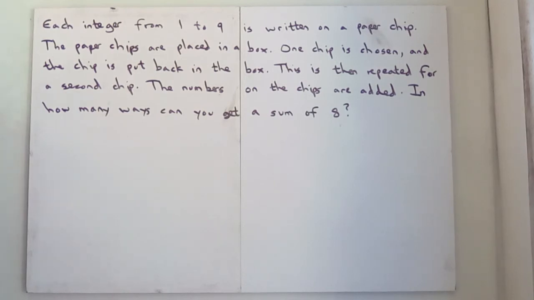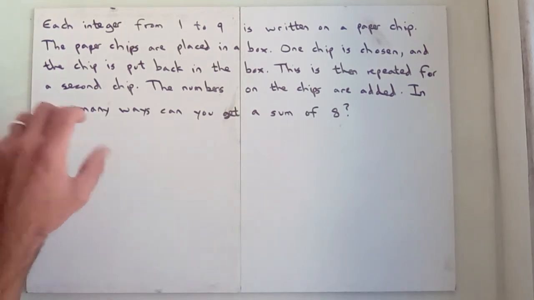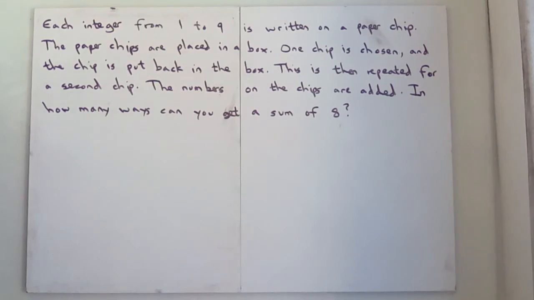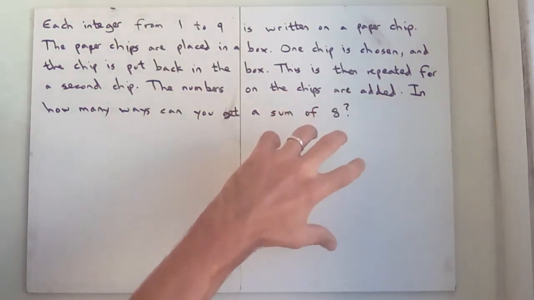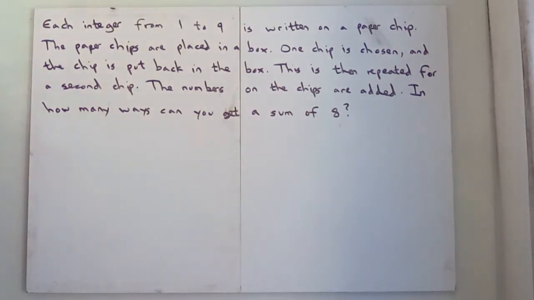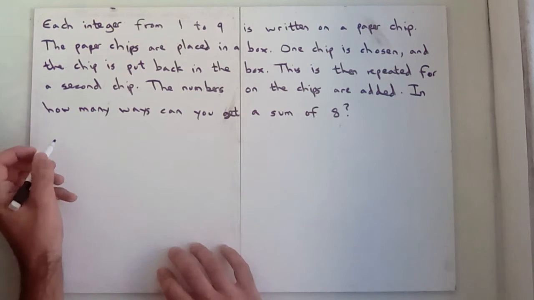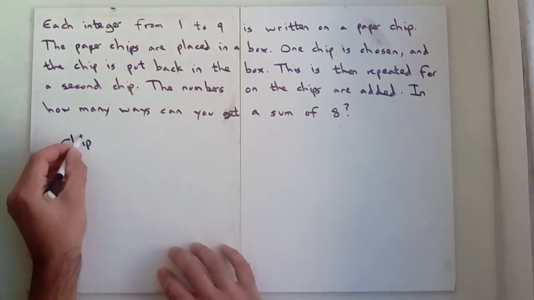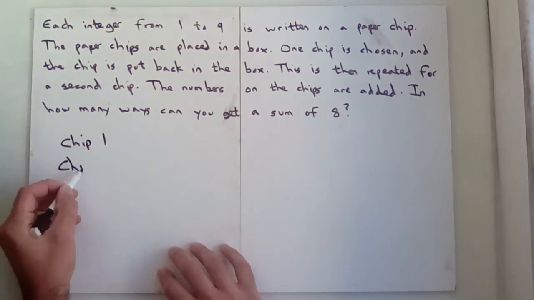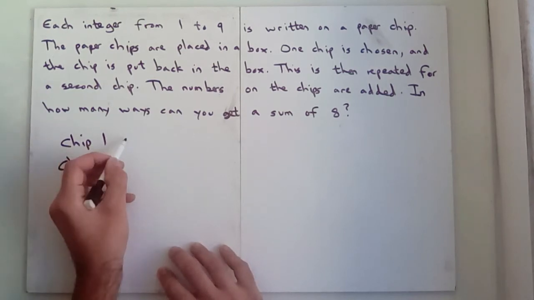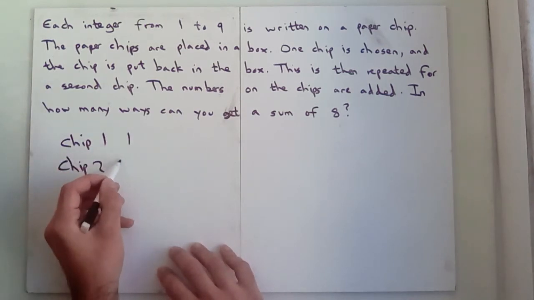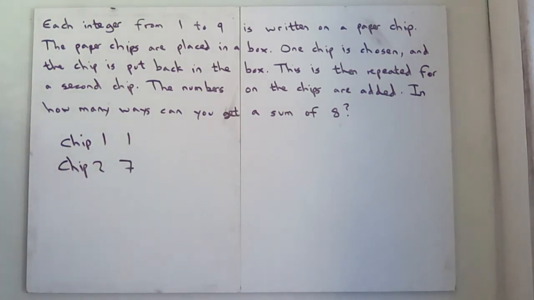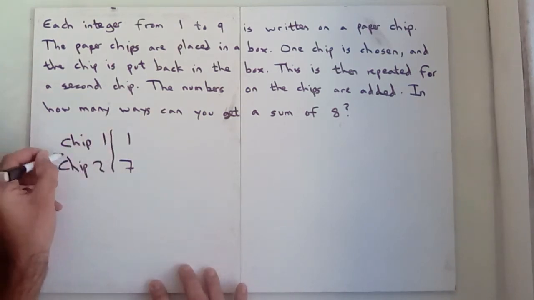So just imagine you've literally got the numbers 1 to 9 and you just pick out a chip. Note what it says, put it back, get another one, and it says how many different combinations can lead to a sum of 8. Well, I suppose if you got a 1 on chip 1, you could get a 7 on chip 2, so that would be one way of doing it.